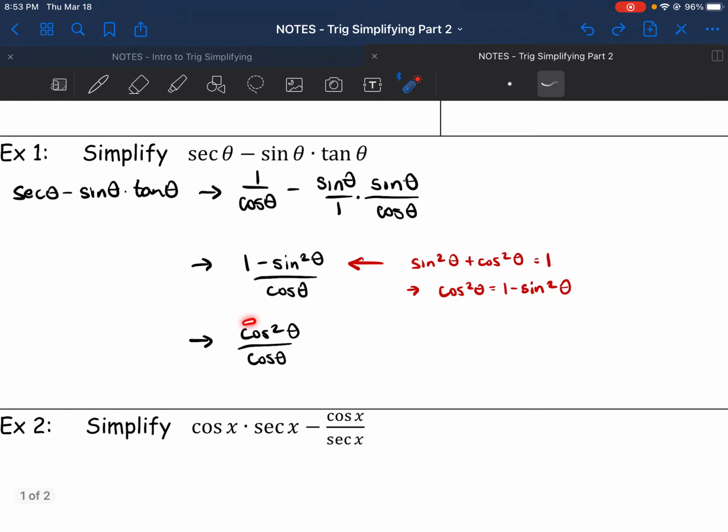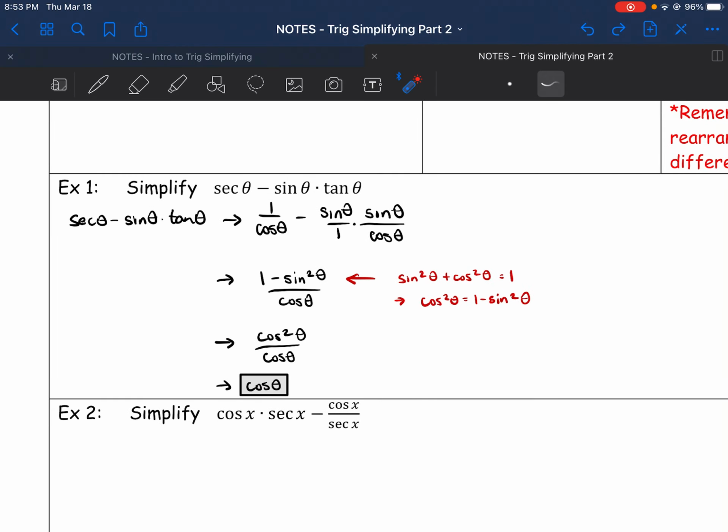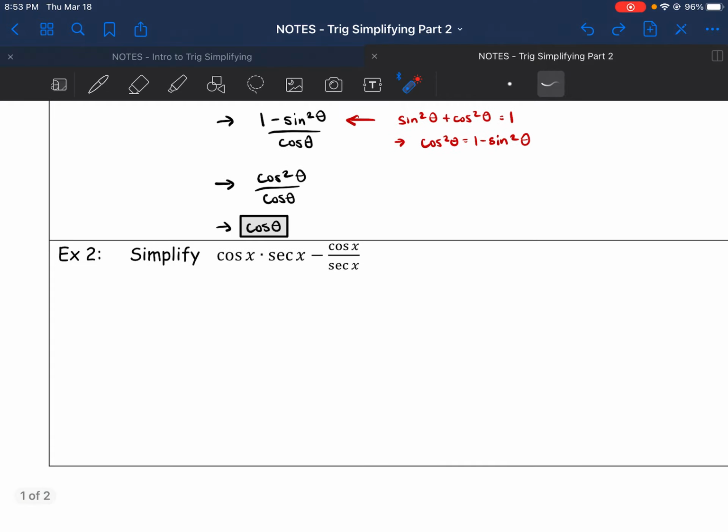And now, remember, cosine squared of theta really means cosine theta times cosine theta. One of these cosine thetas will cancel with the cosine theta in the denominator, and all we'll have left is cosine of theta. All right, so it's a really good example of using the Pythagorean identities to help us simplify an example. So let's try another one here.